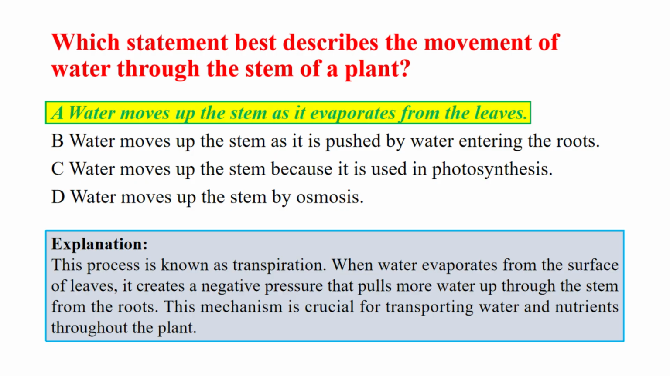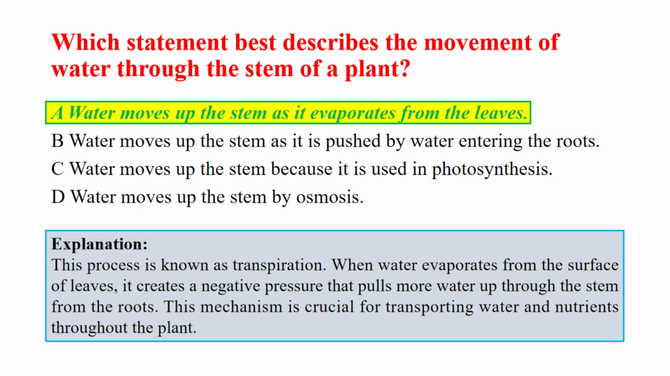The first question is: which statement best describes the movement of water through the stem of a plant? Is it Option A, water moves up the stem as it evaporates from the leaves? Option B, water moves up the stem as it is pushed by water entering the roots? Option C, water moves up the stem because it is used in photosynthesis? Option D, water moves up the stem by osmosis?